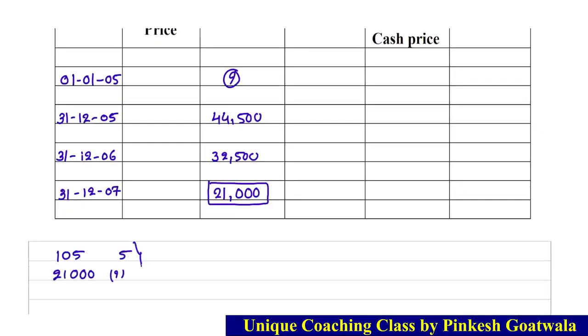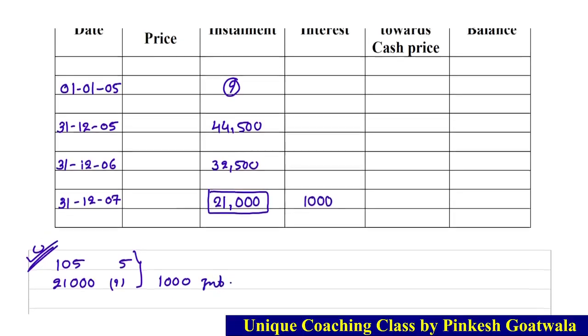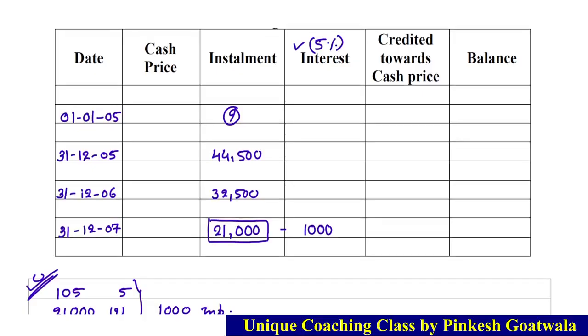Now here I will show the calculation very shortly, and in the exam, remember, you don't have to show all this calculation. Today we are doing the calculation, but in the exam we don't have to show it. When you practice this sum, it is not required to show this. So interest comes 1,000. So now what will be the next? From 21,000 we will deduct 1,000 interest, and you will get the amount credit toward cash price.